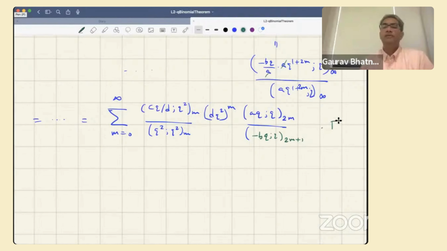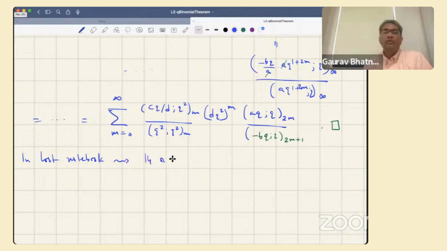So this finishes it. So the point is that Ramanujan used this, and in the lost notebook, there are something like 14 or so special cases of this, which I will include in exercises.